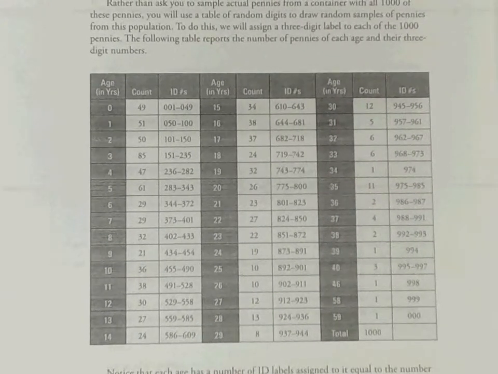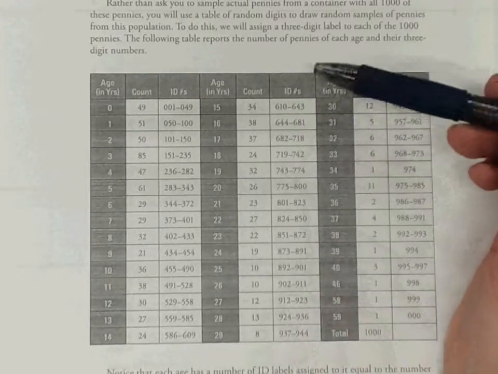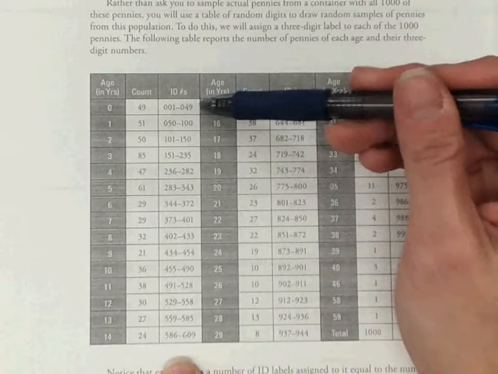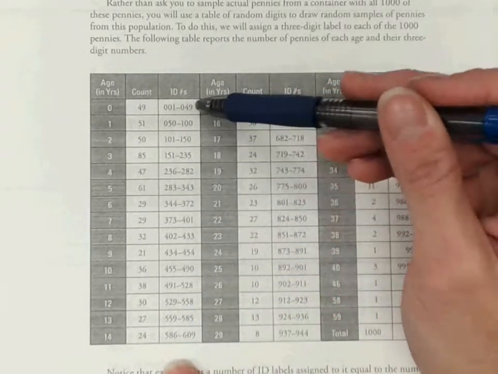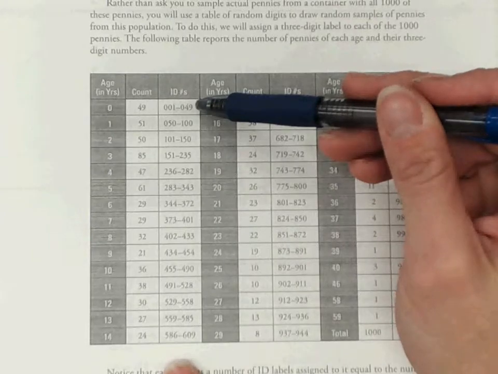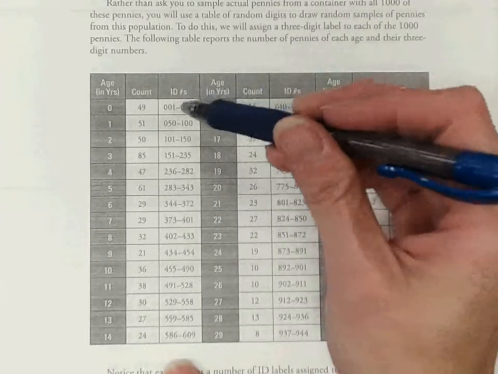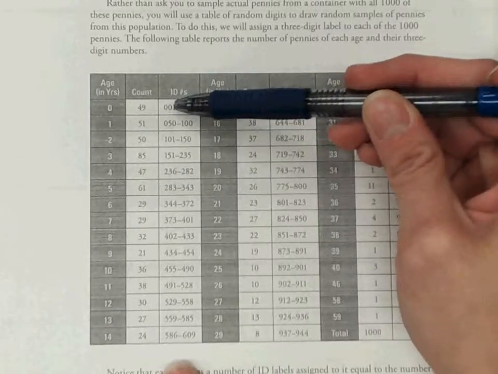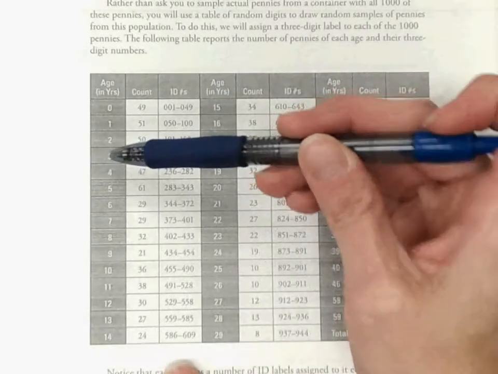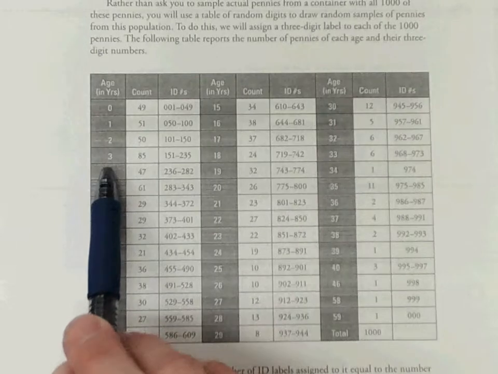So we have a skewed right population, and your goal is to use the table on the next page to be able to randomly select 5 pennies. So here is the table, and just to make sure you understand how this works, here you've got their ID numbers, and you're going to use a random number generator in your calculator to produce a random 3-digit number, and then depending on what that number is, you will report the age of that coin.